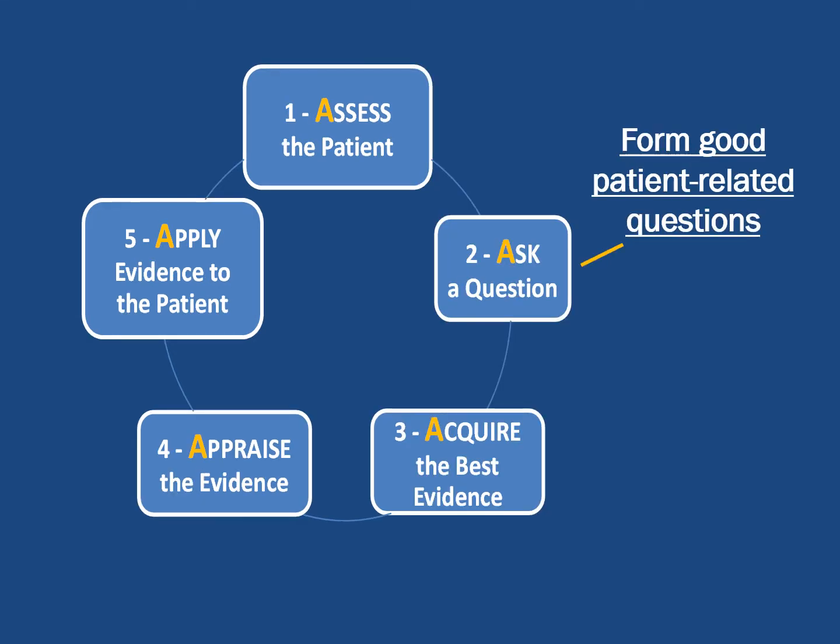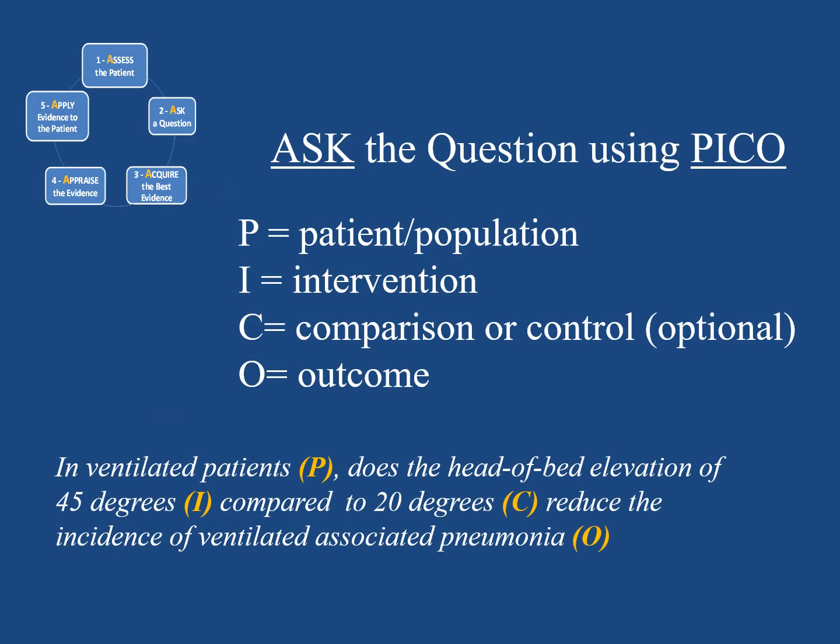After you have assessed the patient, you have determined key issues perhaps from the patient encounter that you need to form a clinical question to pursue. So that brings us to step 2, and that is to ask the question. Let's look at the components of a good question. There's an acronym that we use called PICO that includes all the important factors that a question should contain. The P is for our patient or our population.